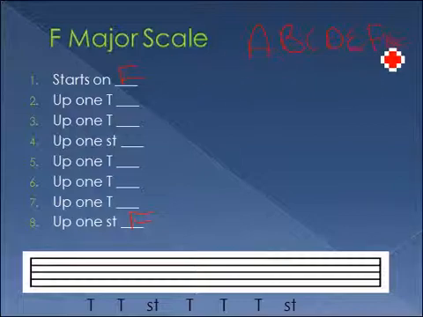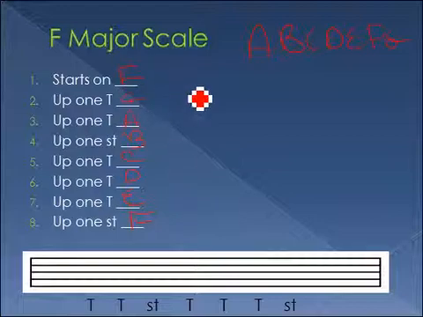All right, so I'm starting on F. What's the next one after F? G, then A, then B, then C, then D, then E. Okay, so I've used up all my letters. That is good. But now I've got to make sure I follow that tone, tone, semitone, tone, tone, tone, semitone pattern. So now let's go back and check it. This is just a different way of doing it, kind of a slightly different order.